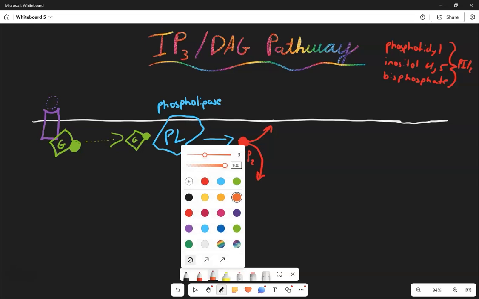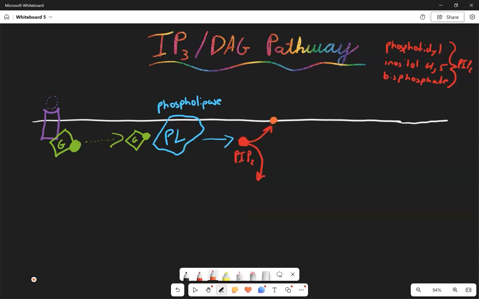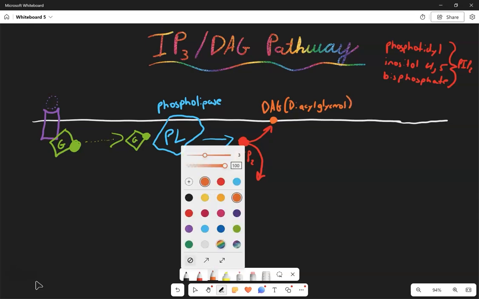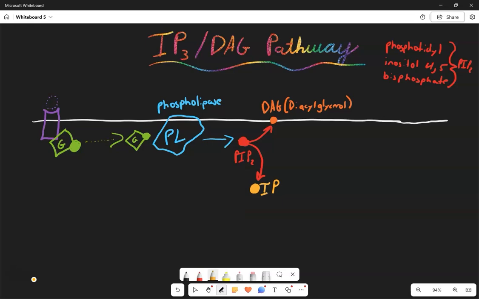We're going to do one this color. This one here is going to be known as DAG. And DAG stands for diacylglycerol. And then down here, we'll make this one in a lighter orange. This one here is IP3. And IP3 is inositol, but it's a 3, so it's trisphosphate. So it's inositol 1,4,5-trisphosphate.